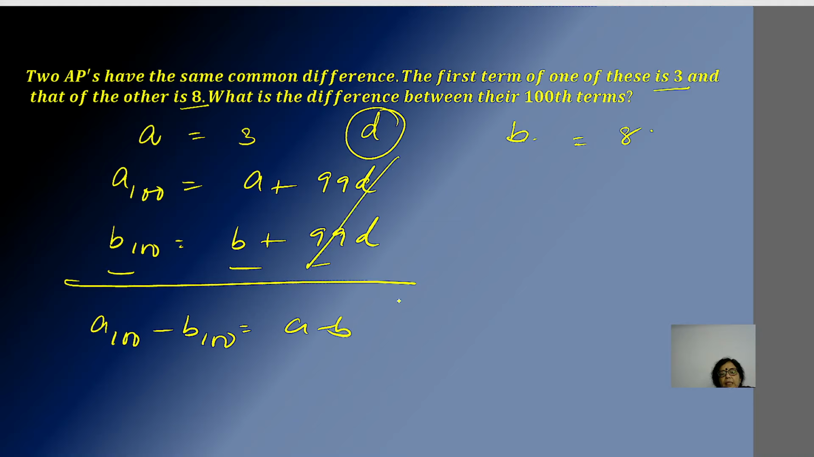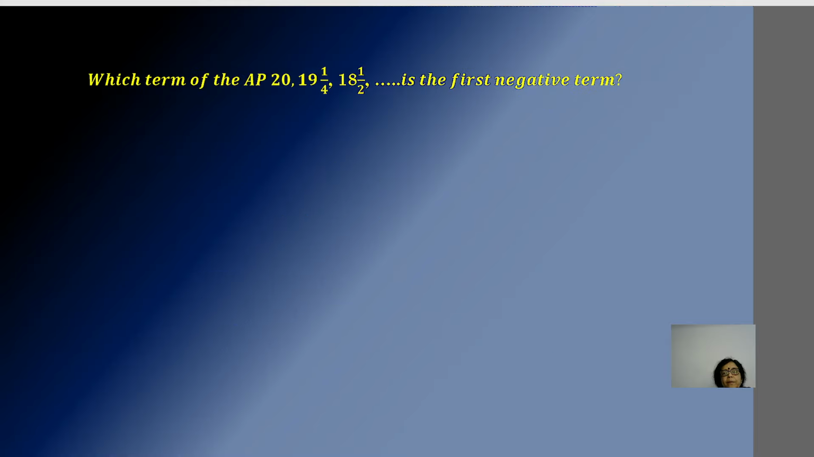The D will be cancelled. So from this we come to the conclusion that whichever terms we are asked, whether it is 100 or 1000 or 50, whatever terms are given over here, the difference will be the difference between the first terms of the two APs. So here it is 3 minus 8, that is equal to negative 5. So this is the important concept that you need to keep in mind over here. The difference will be the difference between the first terms only.